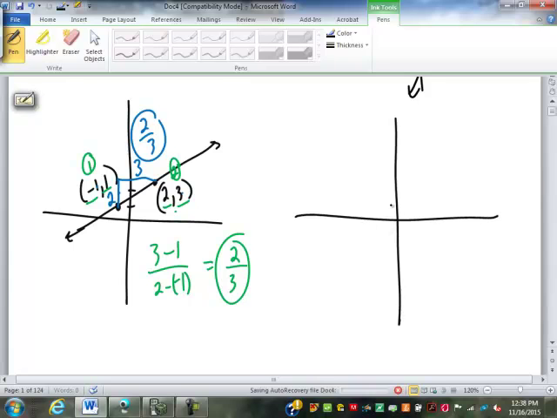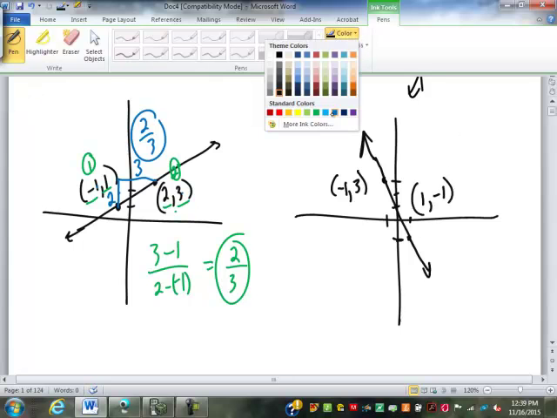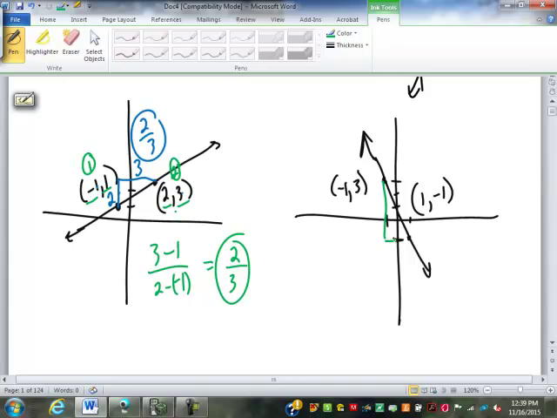So what if I have one here? It goes through the point negative 1, 3 and 1, negative 1. Again, I could do this. What's my rise here? Negative 4, and my run is 2. Negative 4 over 2 gives me a slope of negative 2. Or I could use the points.